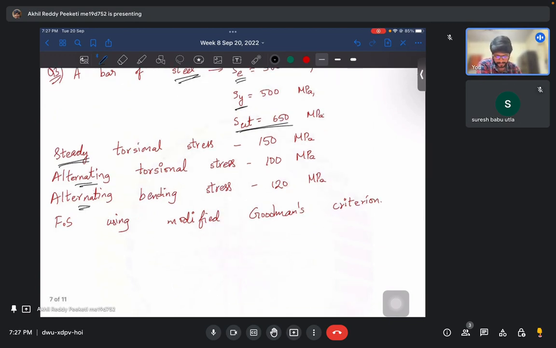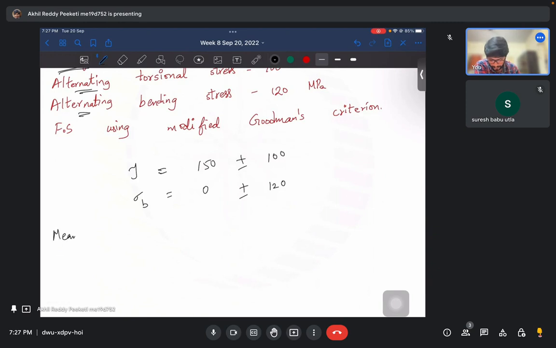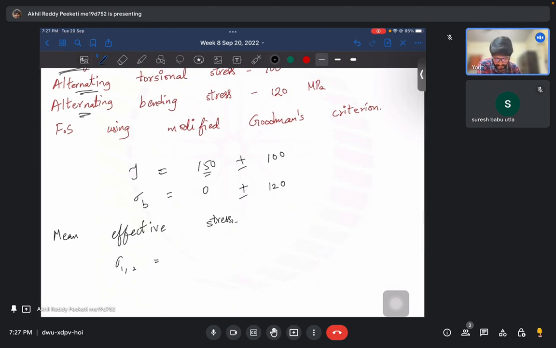So now first we need to find the effective alternating stress and effective mean stress again. If we write the torsional components, steady is 150 plus or minus alternating is 100, and for the bending stress there is no steady bending stress, it's only alternating. Now mean effective stress. So sigma 1, 2 is equal to, so again in the mean only tau is there, so this would be tau and minus tau. Is that clear, Suresh?